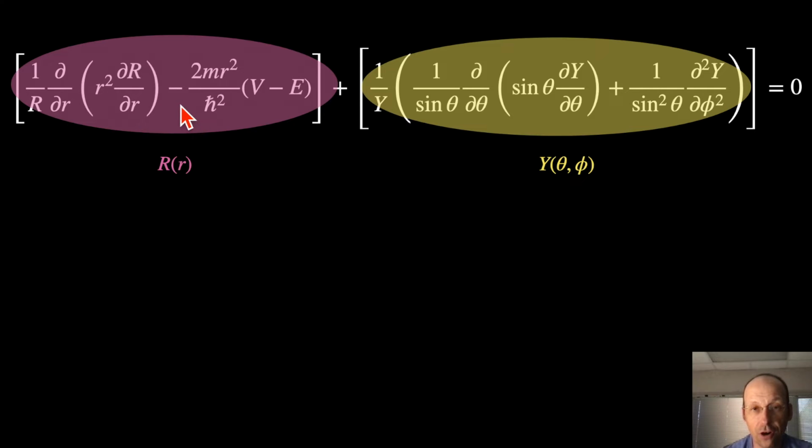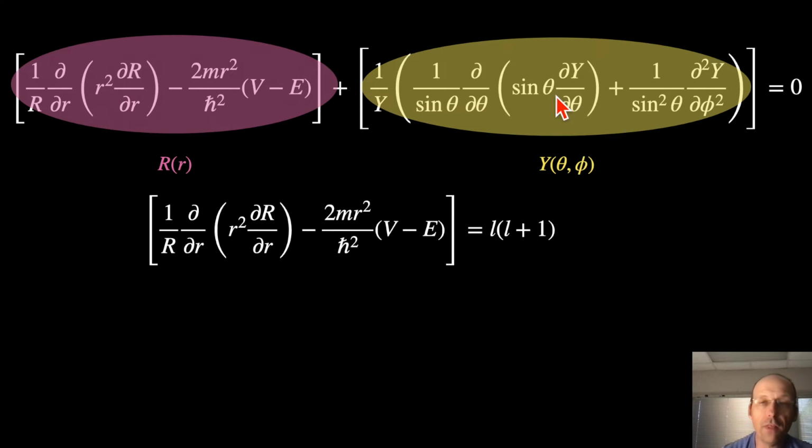If I change r and that doesn't change, it can't add up to 0. There's no way. So this has to be equal to a constant, and this has to be equal to a constant. And we call that constant L times L plus 1. And you're like, that doesn't make any sense. Okay, this is one of those things where it doesn't make any sense until you finish the problem and you see, oh, well, now I know why. So just don't worry about it. It's a constant, and that constant just happens to be L times L plus 1.